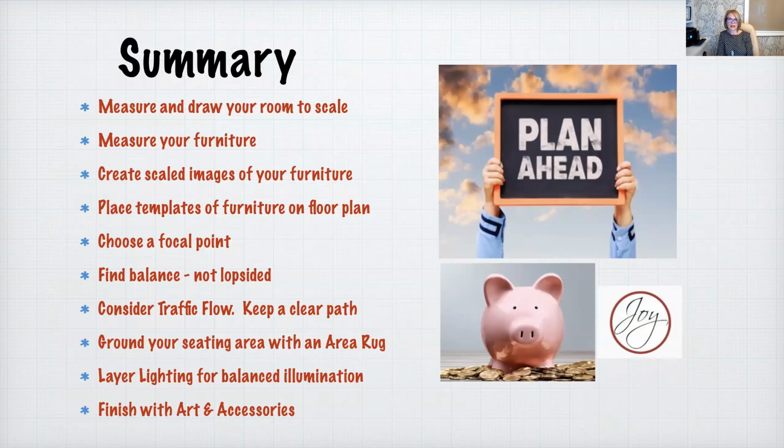So I'm just going to go quickly through this summary, and hopefully you guys have learned all of this so we don't have to go back to step number 1. Hopefully you'll know how to measure and draw your room to scale, measure your furniture, create scaled images of your furniture, place templates of furniture on your floor plan, choose a focal point, find your balance, make sure your room's not lopsided or dark, consider your traffic flow, keep a clear path, ground your seating area with your area rug, layer lighting for balanced illumination, and finish with art and accessories. So the whole trick is to plan ahead.